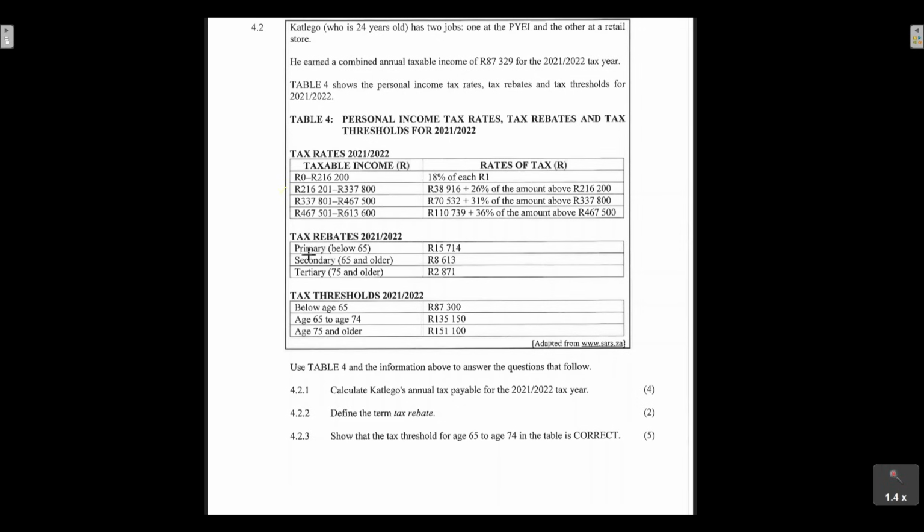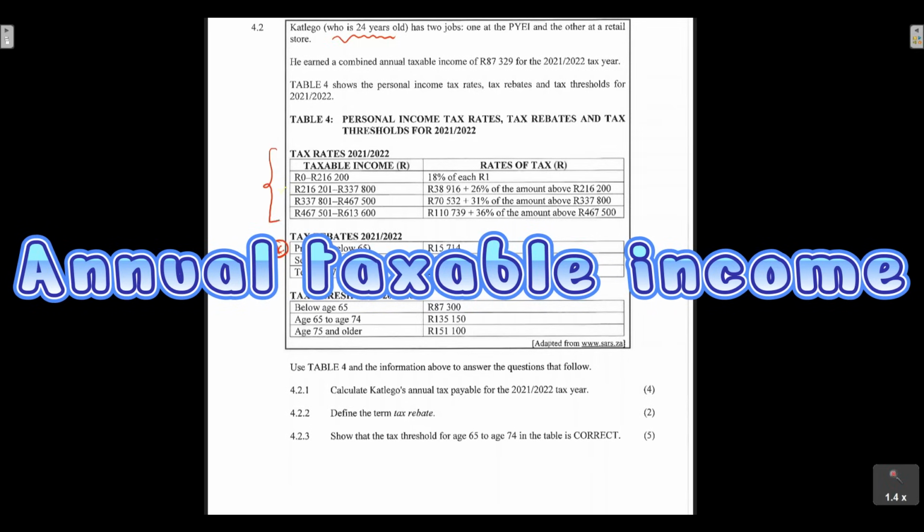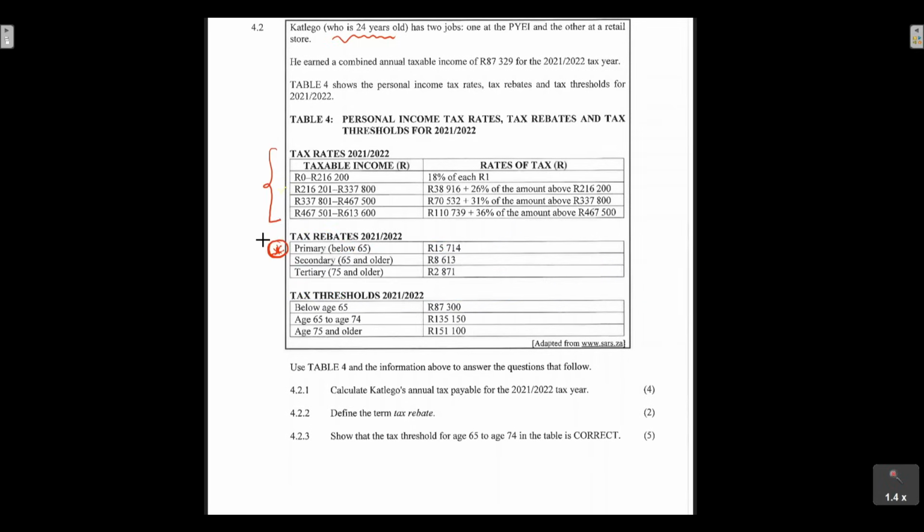Then they talk about the tax rebate. When we talk about a tax rebate, we are talking about a relief, almost like a discount that you get from SARS according to your age. We are given the example of Katleho, who is 24 years old, so because he is 24, he qualifies to get the primary tax rebate. After we've calculated the tax that he needs to pay, we still need to subtract the rebate. Only then will we have how much Katleho will actually pay in tax to SARS.